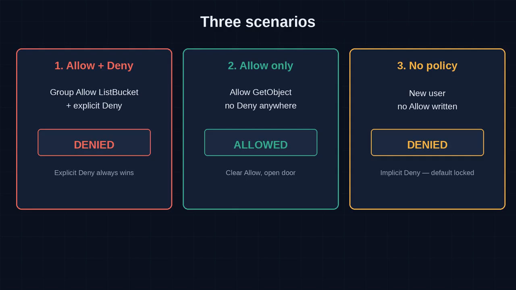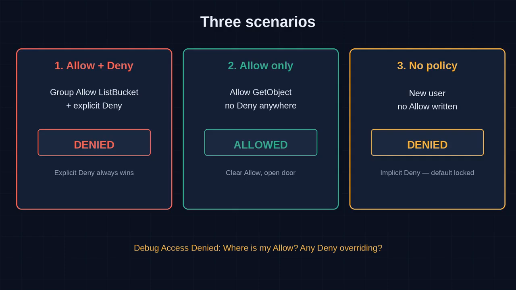Scenario 3, a brand new IAM user with no policies attached tries to read anything. There is no deny statement written down. Result, still denied. Implicit deny. Default closed. This is why least privilege is natural in IAM. You do not start open and carve out denials. You start closed and cut precise allows.